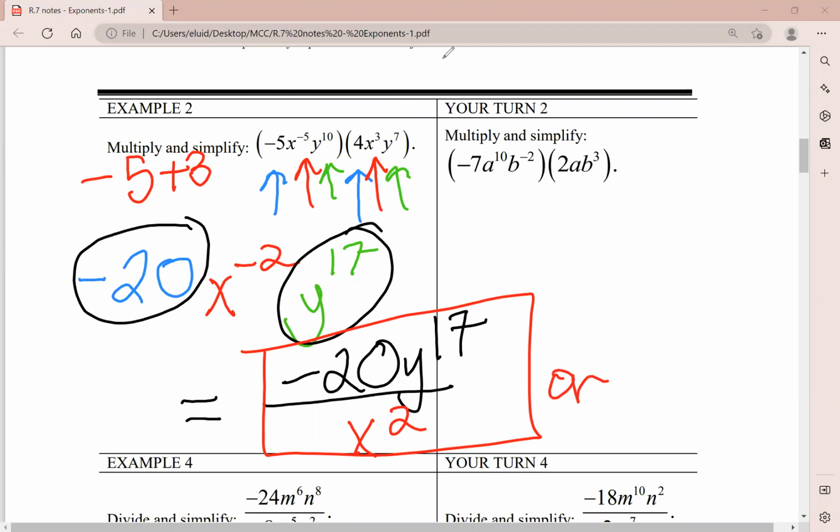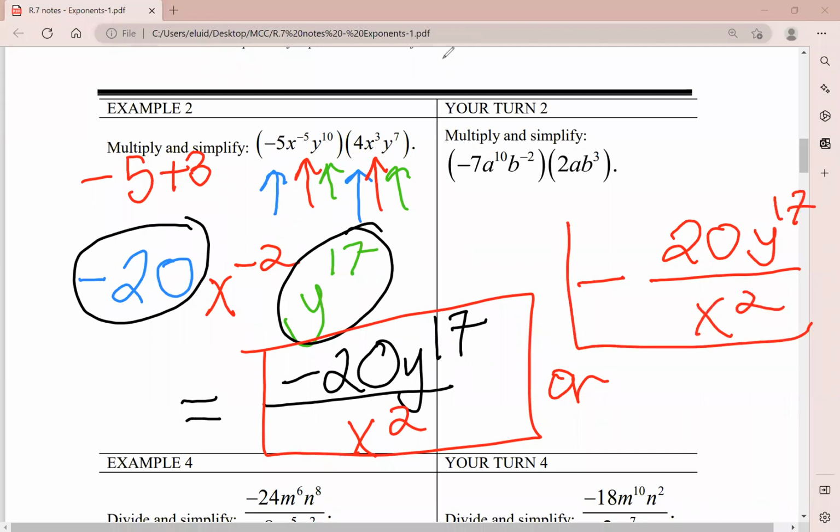Or you can write the negative sign directly to the left of the fraction. So negative in front of the fraction, and then 20y to the 17th over x squared. Just slight little differences in how you can write it. You'll see it typed either way. Sometimes we put the negative all the way to the left of the fraction. Sometimes we keep the negative in the numerator. Both of those are correct. But what's important is that all the exponents are now positive.